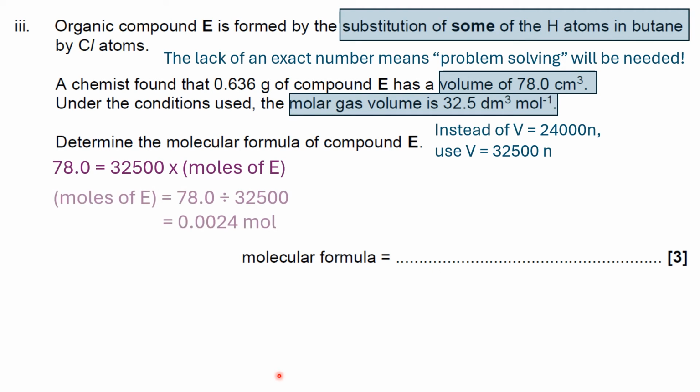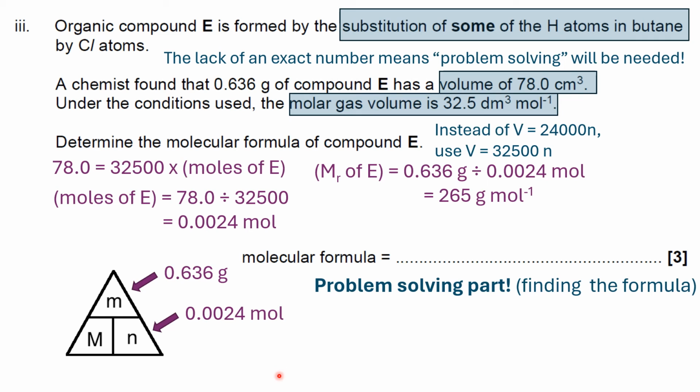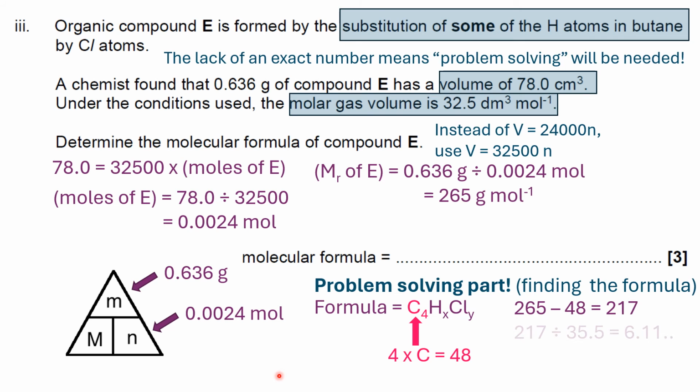So inserting those numbers in and then rearranging so that the number of moles of compound E is the subject, you get 0.0024 moles. So using moles equals mass over molar mass, and we insert the values that we have, we come up with 265 grams per mole. So the problem solving part is finding the formula. So our formula is obviously going to have 4 carbons in it because butane has 4 carbons. So we start there and that gives us 48. Take that away from 265 and we get 217.